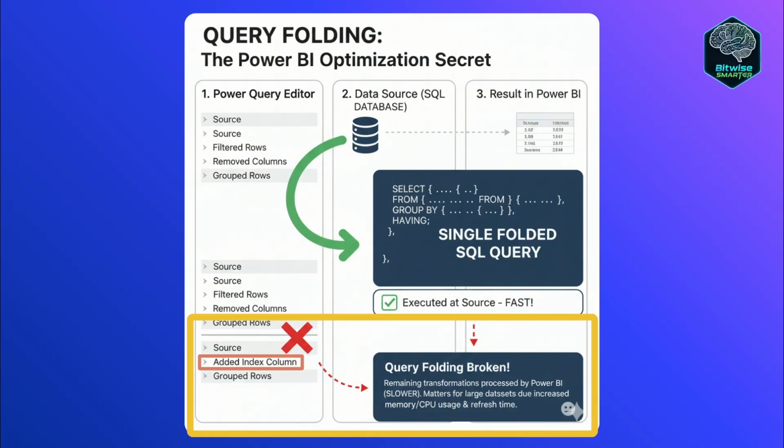Quick tip: why does this matter for large datasets? If folding breaks on a large dataset, Power BI has to pull all raw data into memory and then perform the remaining transformations. This can drastically slow down your refresh times, increase resource consumption, and even lead to failure for very large datasets. Always try to keep folding alive for as long as possible.